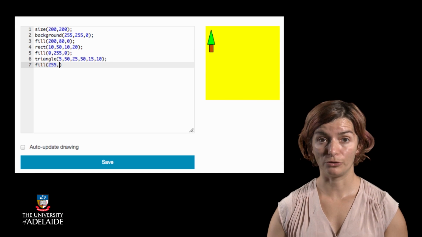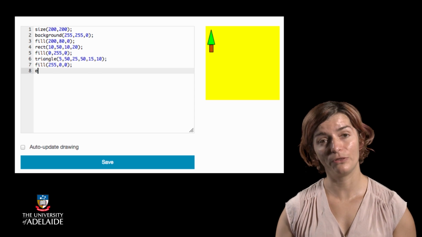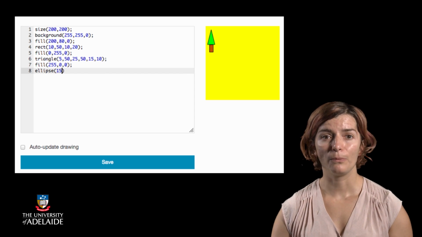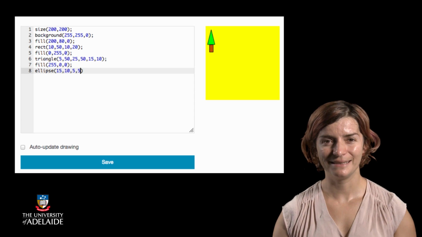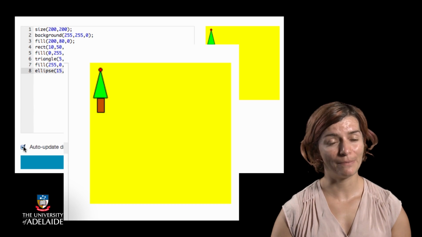After the triangle, I'll draw a red circle for the fill, all the red, no blue, no green, with the center at the tip of the triangle. Ta-da! Feel free to add as many globes as you want.